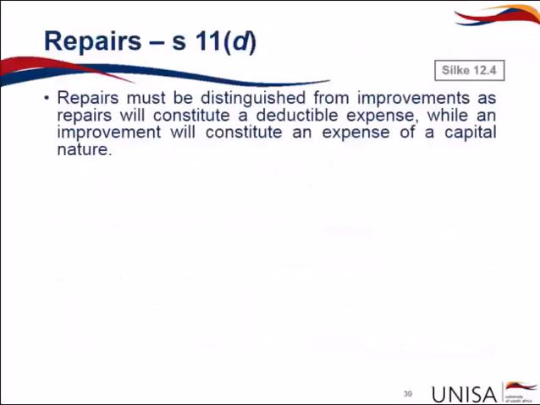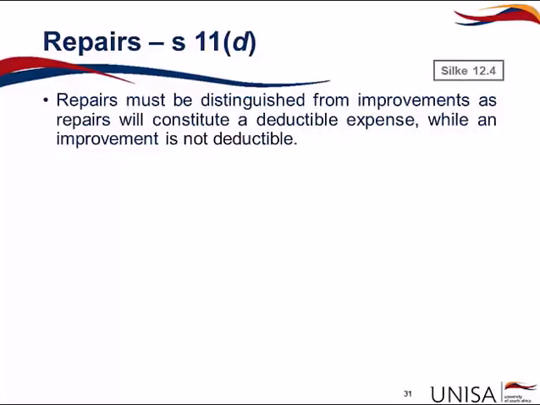Now let's have a look at repairs, Section 11D. When it comes to repairs, we need to distinguish between a repair and an improvement. A repair will be a deductible expense, whereas an improvement will constitute a capital expenditure and therefore we will not get a deduction for it. However, we could qualify for an allowance.